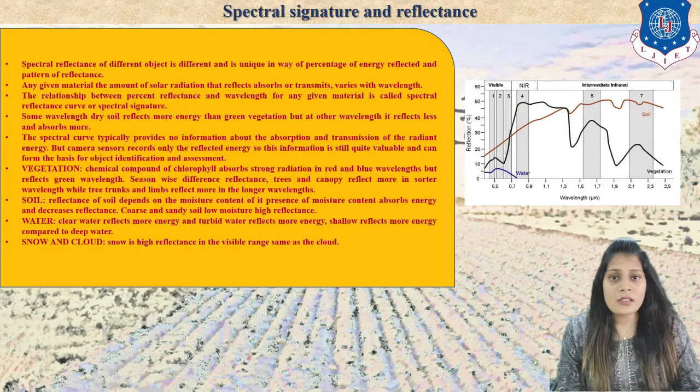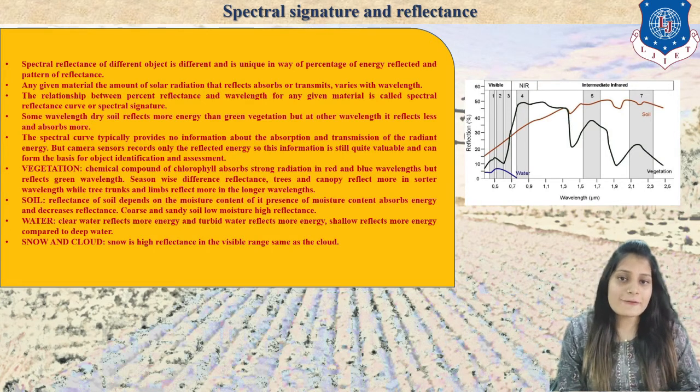Now there is also one important point, students: spectral reflectance does not show us any characteristics of absorption or transmission. Which processes are these, absorption and transmission? These processes are basically considered during the energy interaction with earth features. So they don't provide us any information.